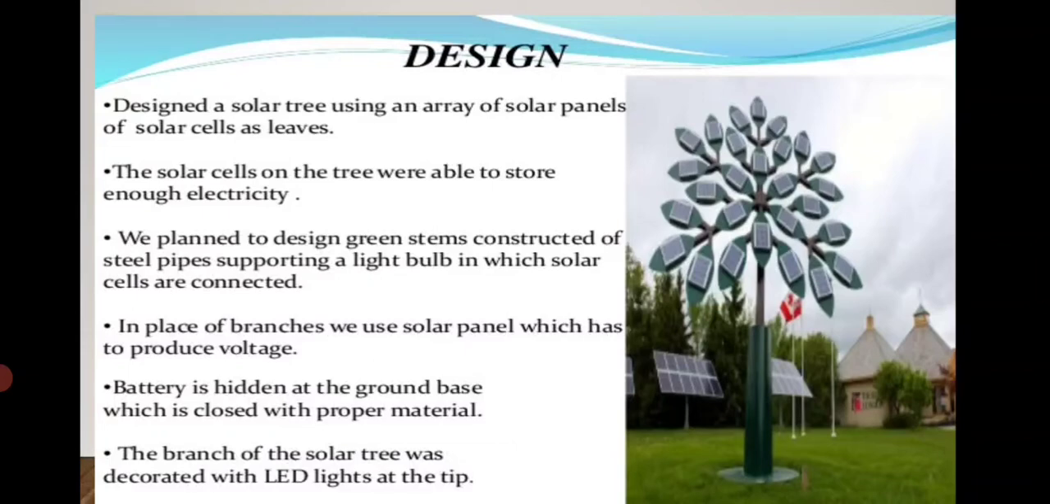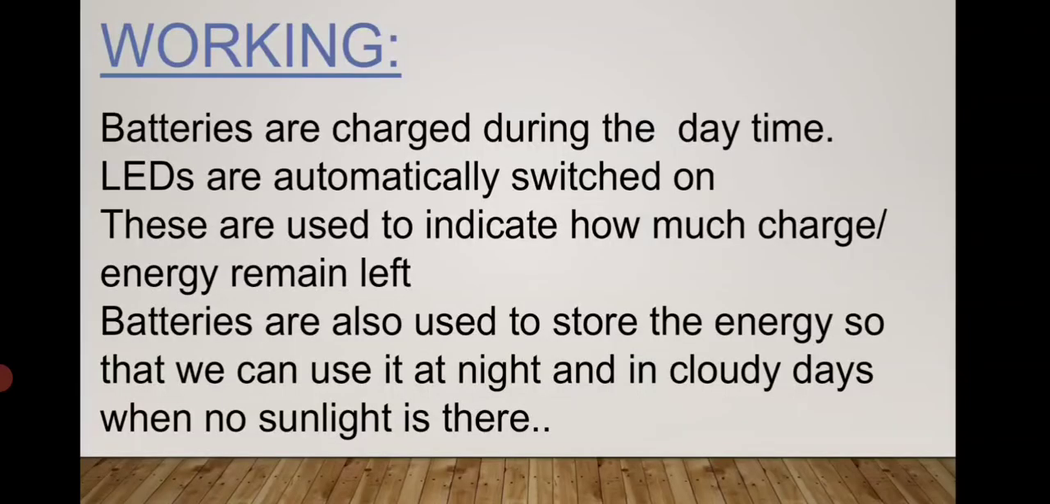Then I am discussing about working. Batteries are charged during the daytime. LEDs are automatically switched on. These are used to indicate how much charge energy remains left. Battery are also used to store the energy so that we can use it at night and on cloudy days when no sunlight is there.